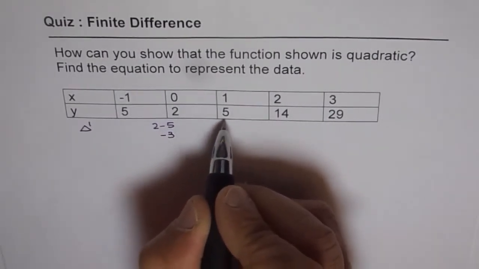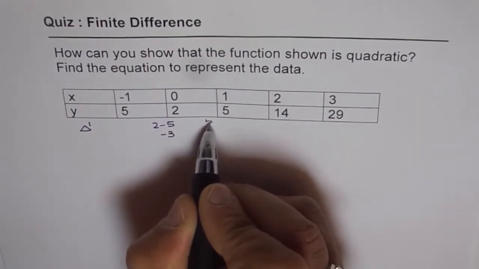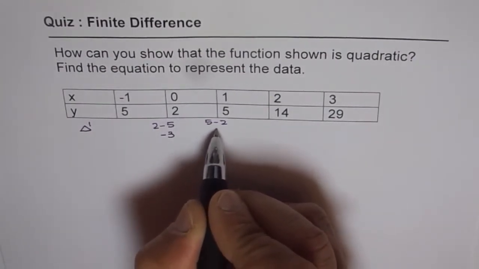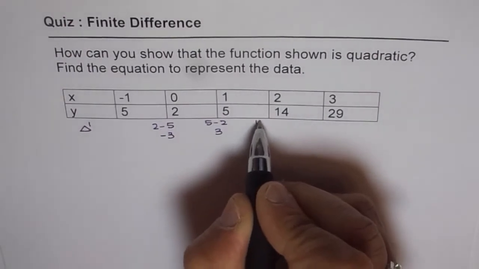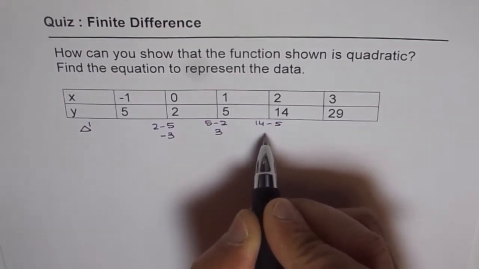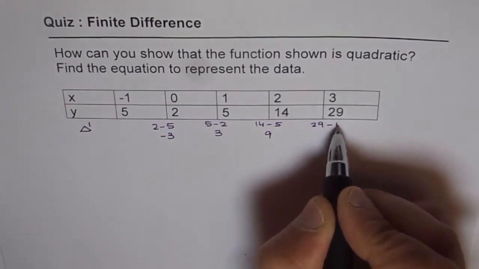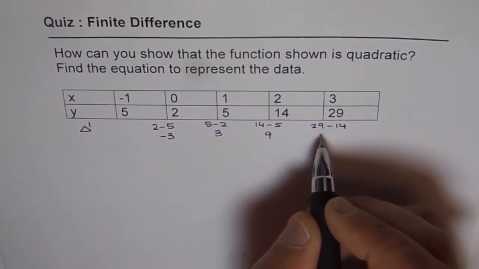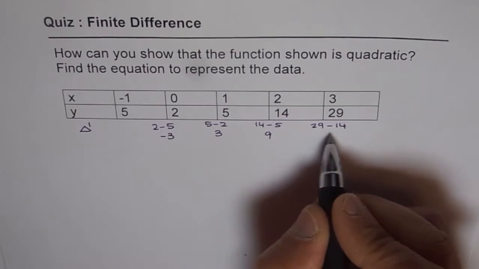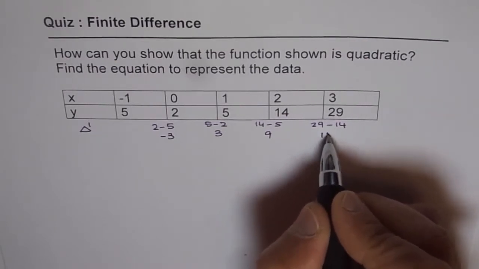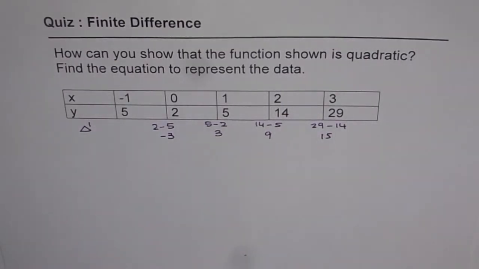Now here you do 5 minus 2, which is plus 3. And then we have 14 minus 5, and that is 9. 29 minus 14, and that gives you 15. So that is the first difference, and we find that the first difference is not really constant. Therefore, it is not linear. Now let's go for the second difference.